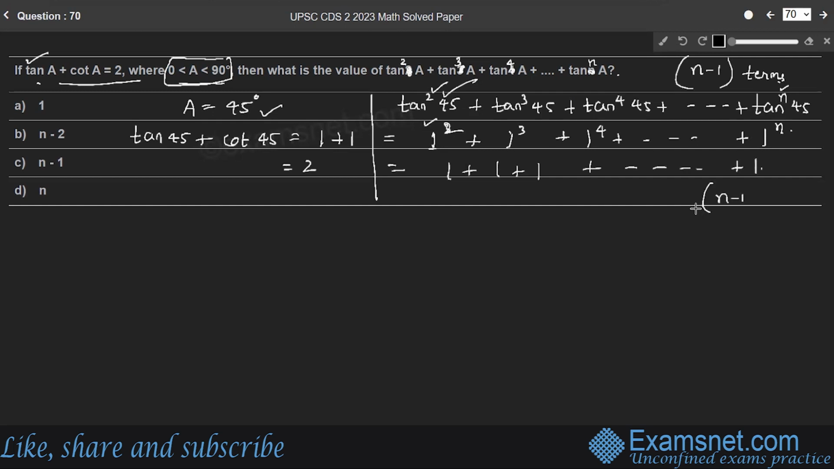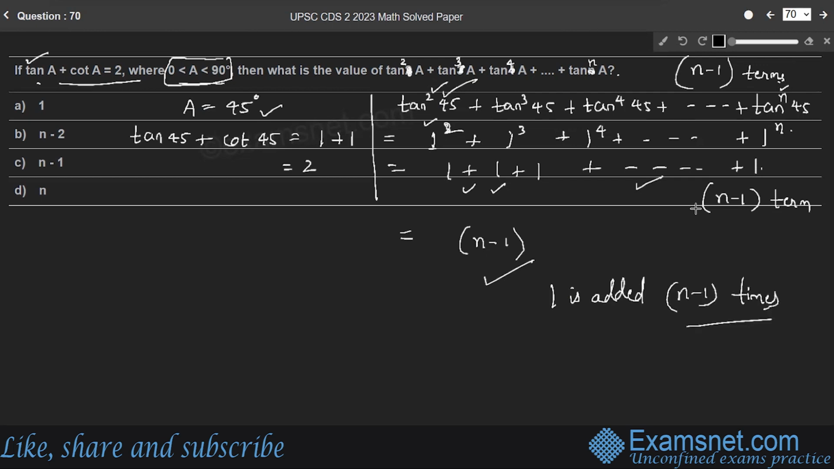There are n minus 1 terms. Therefore, their sum is equal to n minus 1. If there are n terms, the sum will be n. If there are 2 terms, 1 plus 1 becomes 2. If there are 10 terms, 1 plus 1 plus 1 up to 10 times becomes 10. So 1 is added n minus 1 times. Therefore, the sum is n minus 1. Option C is the right answer.